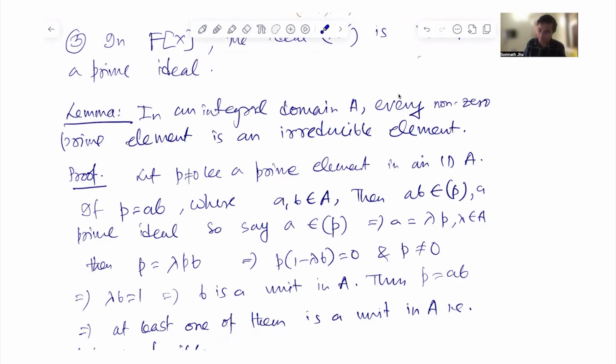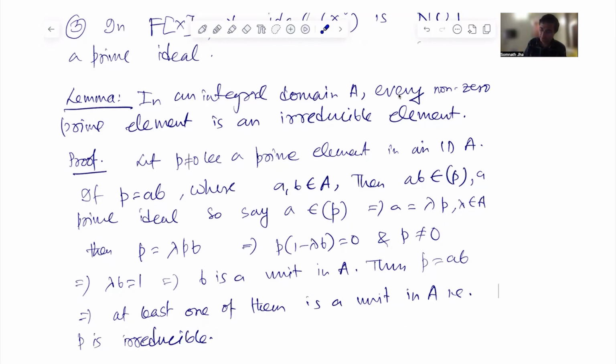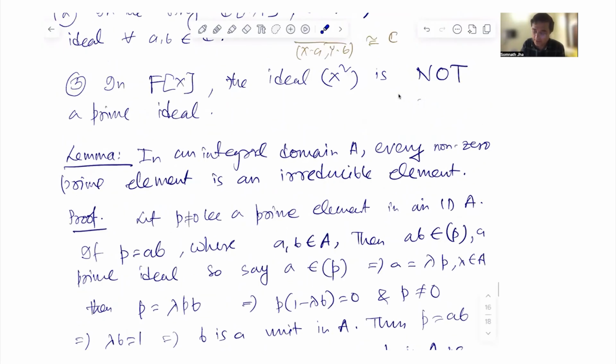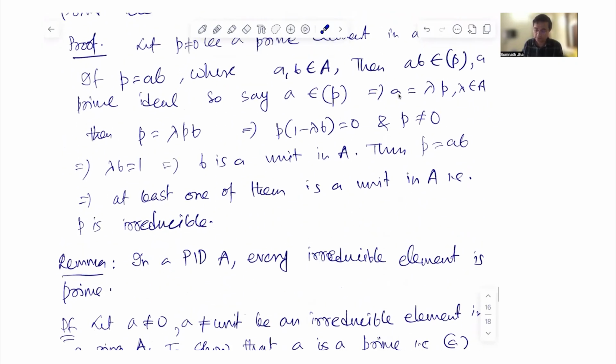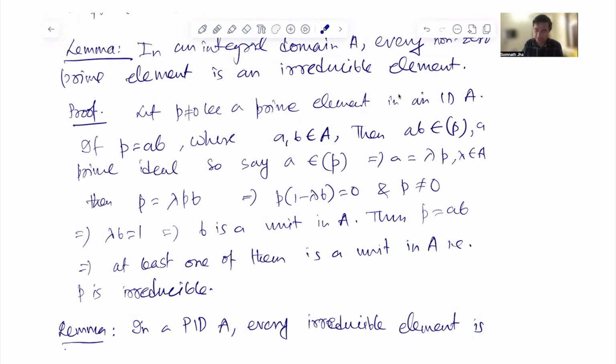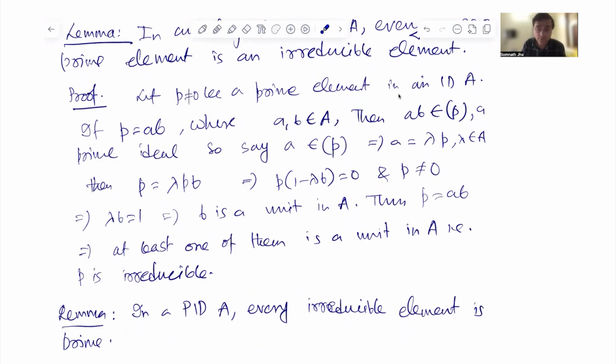So because it's an integral domain, 1 minus lambda times B has to be equal to 0. So lambda B equals 1, so B is a unit. Thus P equals AB implies that if A belongs to that ideal, then B is a unit. If it was B equal to mu times P, then we would have got A is a unit. So at least one of A or B is a unit in A. So P is irreducible. So we proved every non-zero prime element is irreducible in any integral domain.